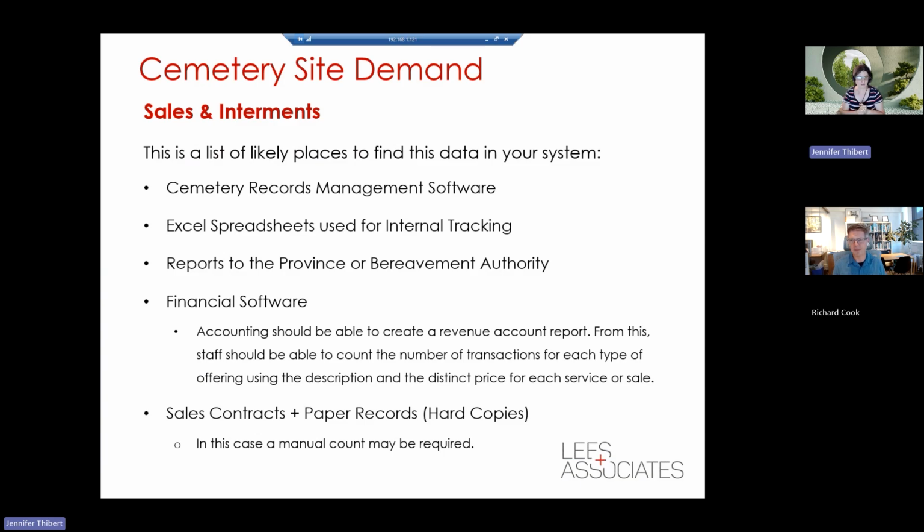And sometimes also there are reports every year that your finance or cemetery clerks will have to make to your local bereavement authority. Ontario is a big one where this happens all the time. The annual interment data and lots of great financial data are in there too, which again is a great source to get that information. So we highly recommend you look for that because it's something you have to do every year for many cemeteries.